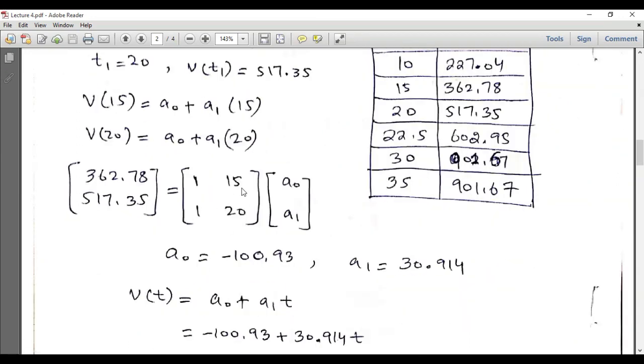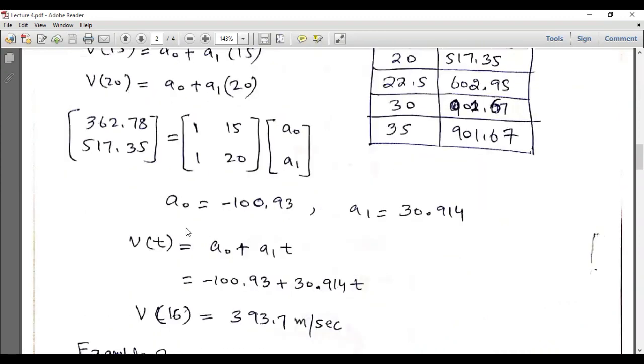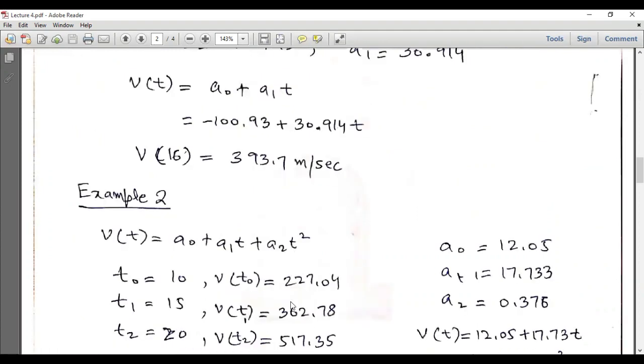So by solving these matrices, we can calculate the values of a naught and a1, and they are given as a naught is equal to minus 100.93 and a1 is equal to 30.914. So this is our interpolation function between t is equal to 15 and t is equal to 20. So in this function, we will just put the value of 16 as t, and we will get the velocity. So this is equal to 393.7, which is the interpolated or approximated value.